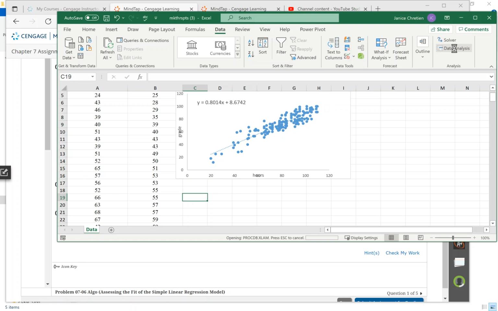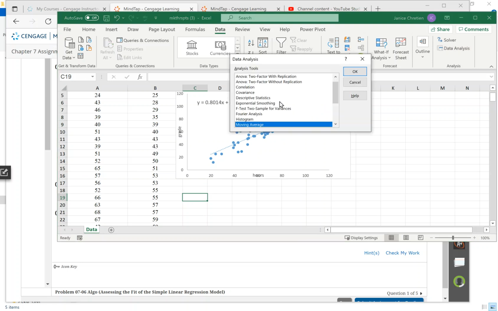And once you've got that installed, data analysis, and I'm going to do a regression model.